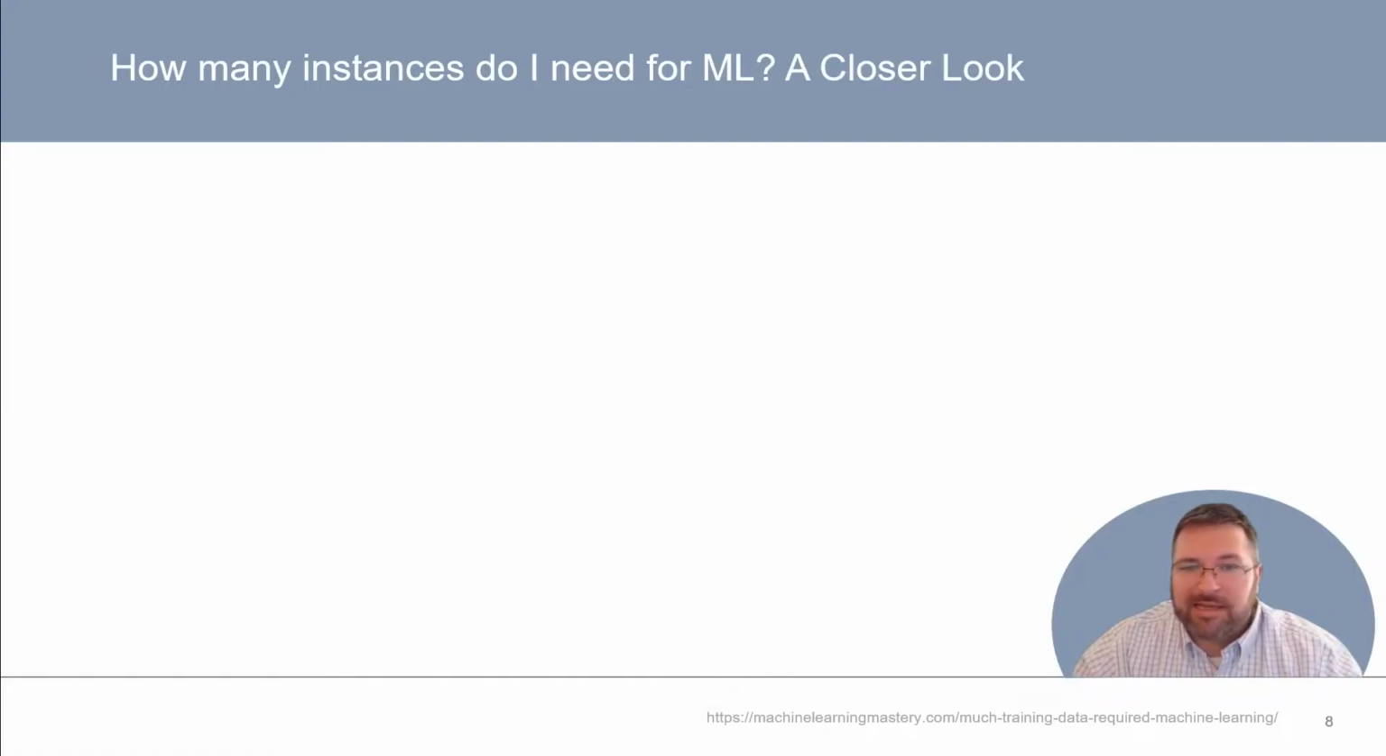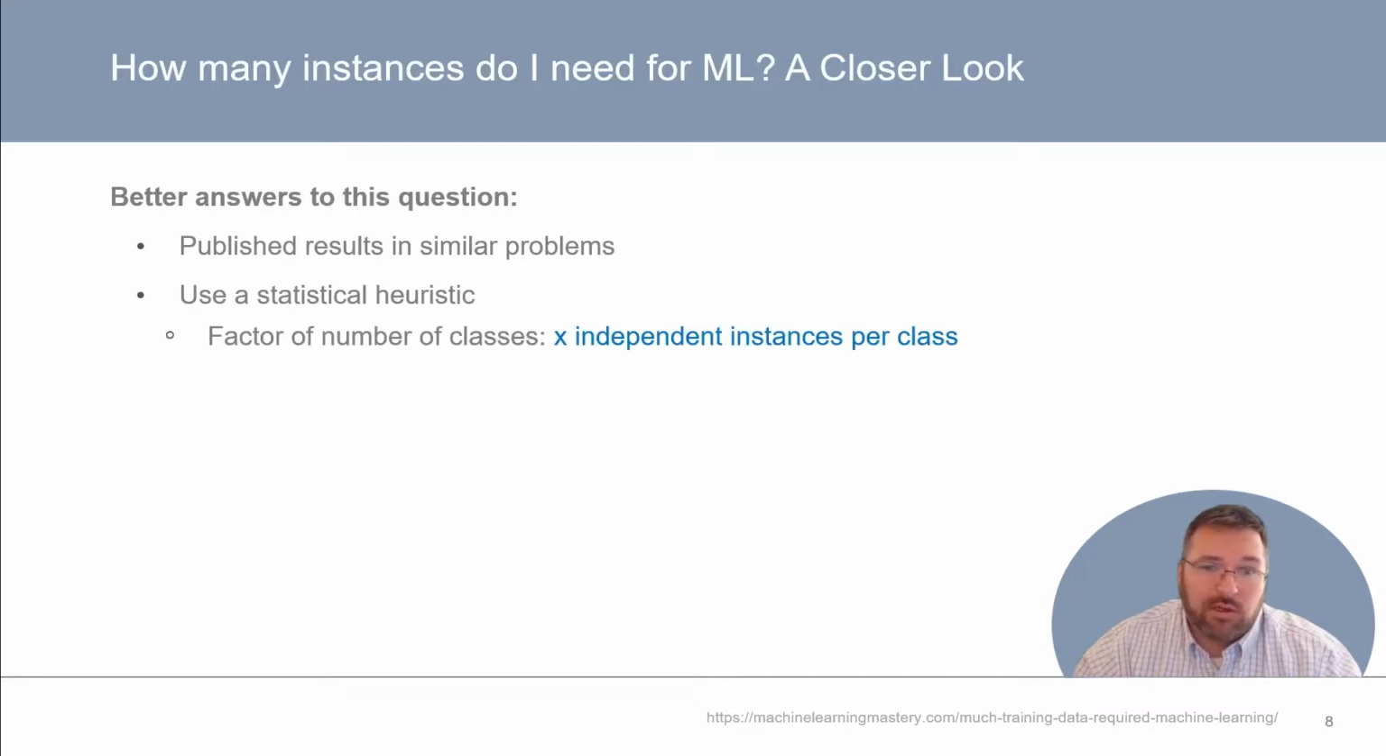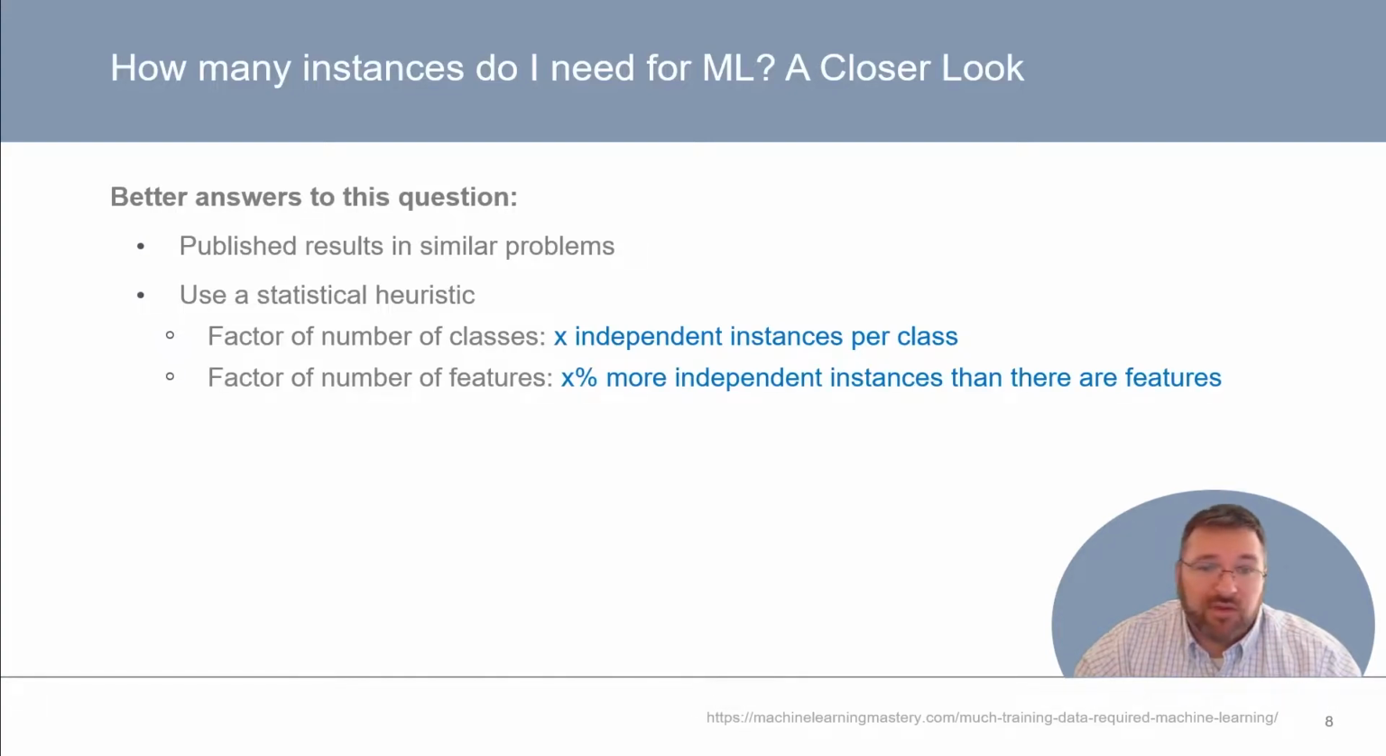Now let's take a slightly closer look at this question of sample size. Here are some possibly better ways for you to answer this question for yourself. For one, you can look for published research in similar problems to see what sample sizes were effective in those previous studies. You could also employ a statistical heuristic to estimate a target instance count. This could be some factor of the number of classes, as I gave in the last slide. In other words, have X independent instances per class. Or it could be based on a factor of the number of features. For example, having X% more independent instances than there are features.